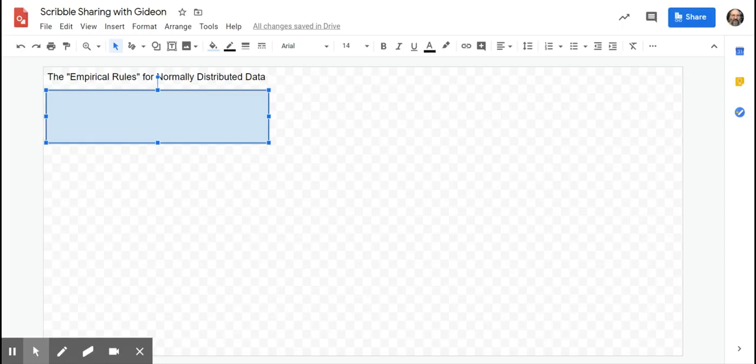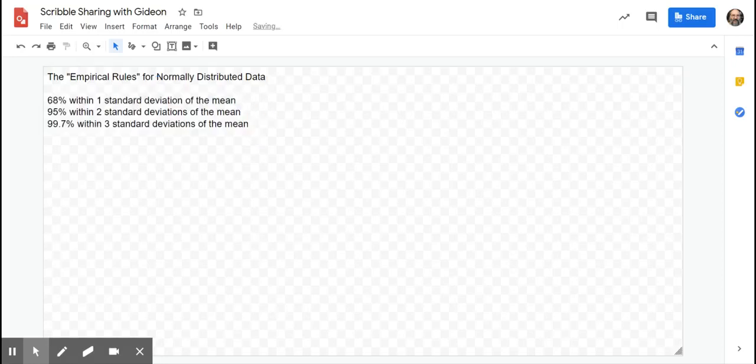If you see normally distributed, that means you're talking about means and standard deviations as your center and spread. And when you've got that scenario, you always know these three facts: 68% of the data is within one standard deviation, 95% within two, and 99.7% within three. You have to memorize those three numbers to go along with those three amounts of standard deviations.